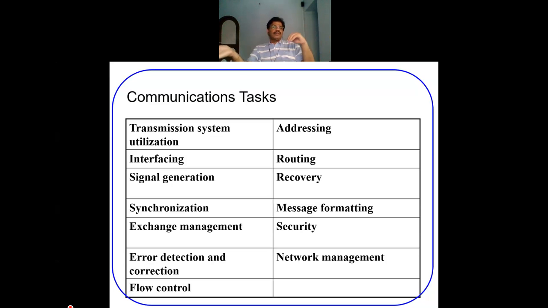Then message formatting, which is again a very important communication task. Whenever the sender is sending the message, the receiver must know what type of message is to be processed. That's why the formatting associated with the message helps the receiver to retrieve the information.